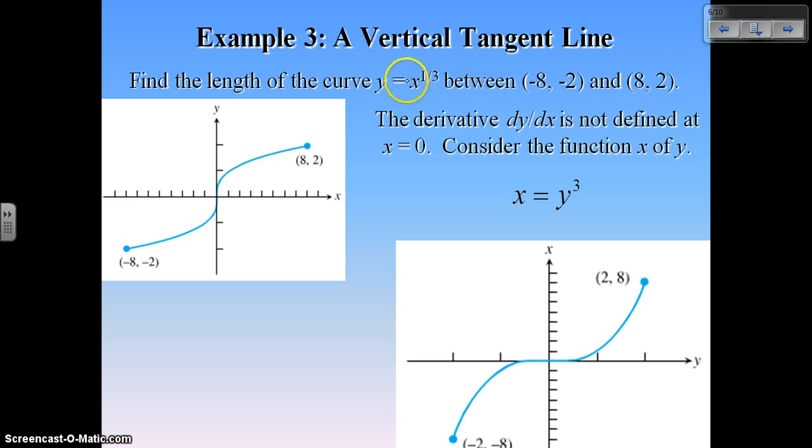When we do that, we cube both sides, x equals y cubed. Now take the derivative, square it, add 1. That would be 3y squared. 3y squared would be 9y to the 4th. And notice instead of going from -8 to 8, we're going -2 to 2 right here. Plug that into your calculator. Don't try and work that one out by hand. 17.26 units long.